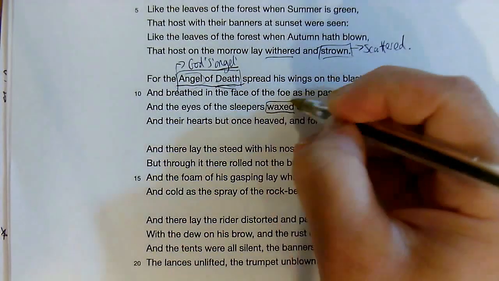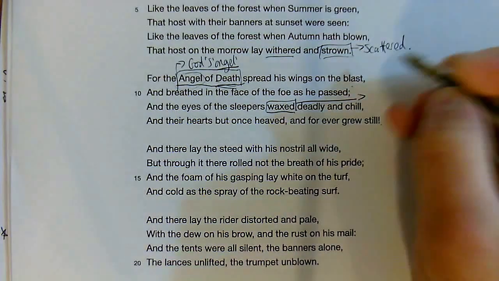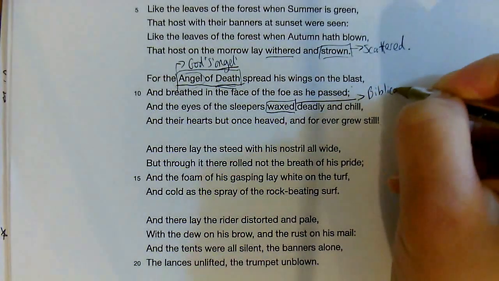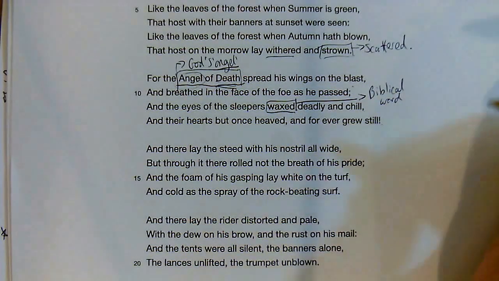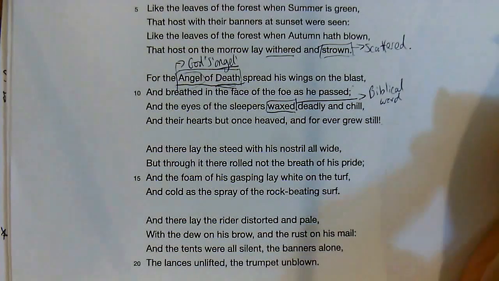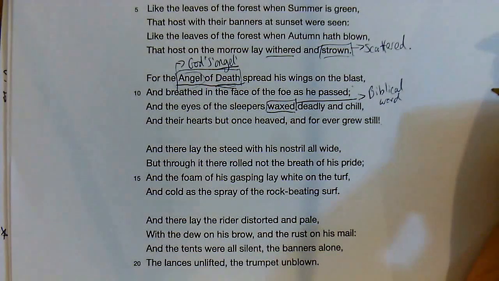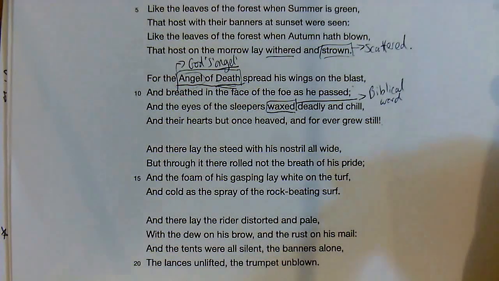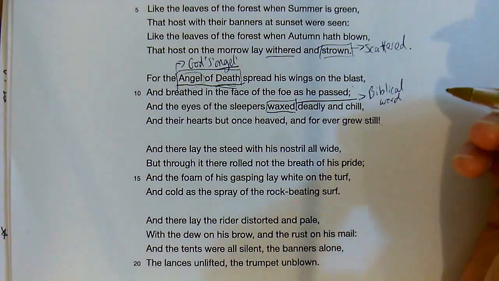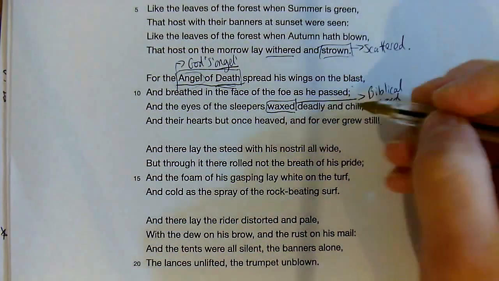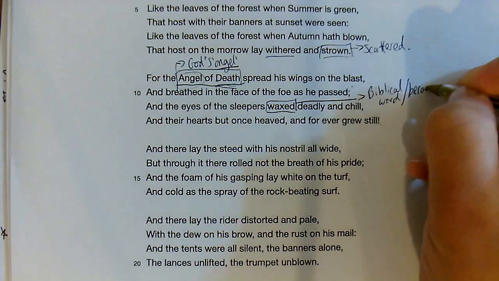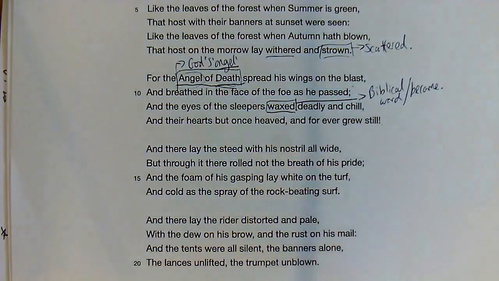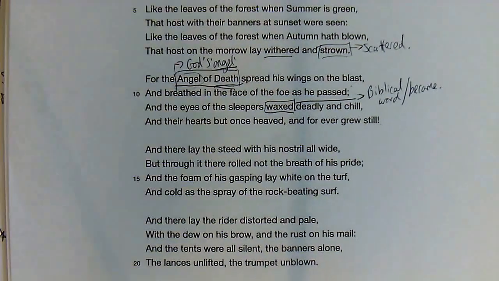This word waxed here is a deliberately archaic word. So this is a biblical word, and it would be the kind of word that Shakespeare would use as well. It wouldn't really be the kind of word that a romantic poet would use, because remember, they were trying to emphasize the simplicity of language. So why is he choosing this word? Because he could have just said became, and the eyes of the sleepers became deadly and chill. It would still fit with the beat, with the rhythm. But he uses this biblical word waxed, and it just means became. That's all it means. And again, he's making that constant connection back to the text that he's got his poem from.